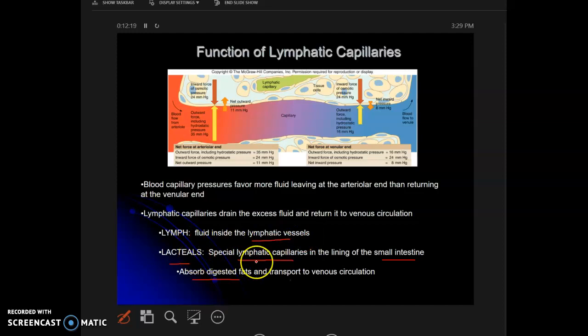The lacteals are a special type of lymphatic capillaries which are lining the small intestine. We'll study this in unit 4 when we talk about digestion. For now, you just need to know what a lacteal is: a special lymphatic capillary which absorbs digestive fat and transports the fat to venous circulation. All right.